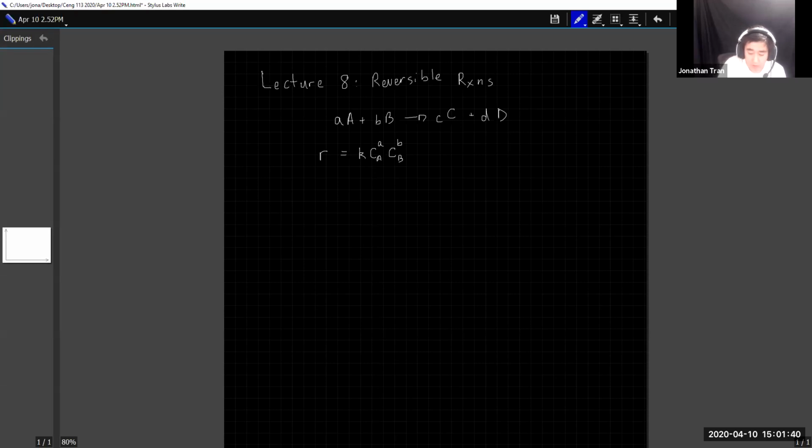So generally speaking, for an equation of a similar form, except instead of an irreversible reaction, we'll be looking at a reversible reaction, so we'll have a double arrow. We'll find that the rate law here is going to be equal to the rate of the forward reaction minus the rate of the reverse reaction.